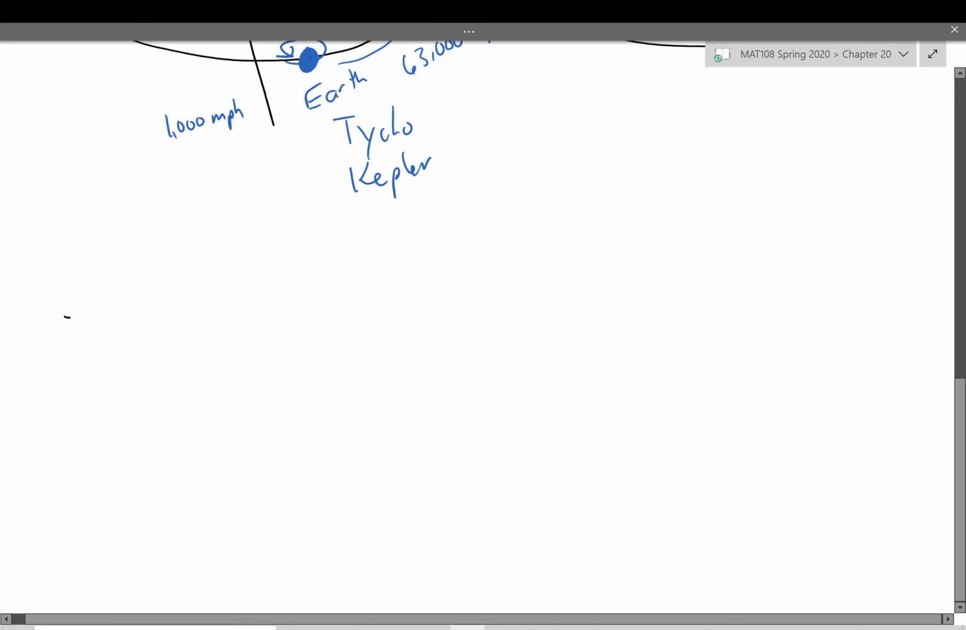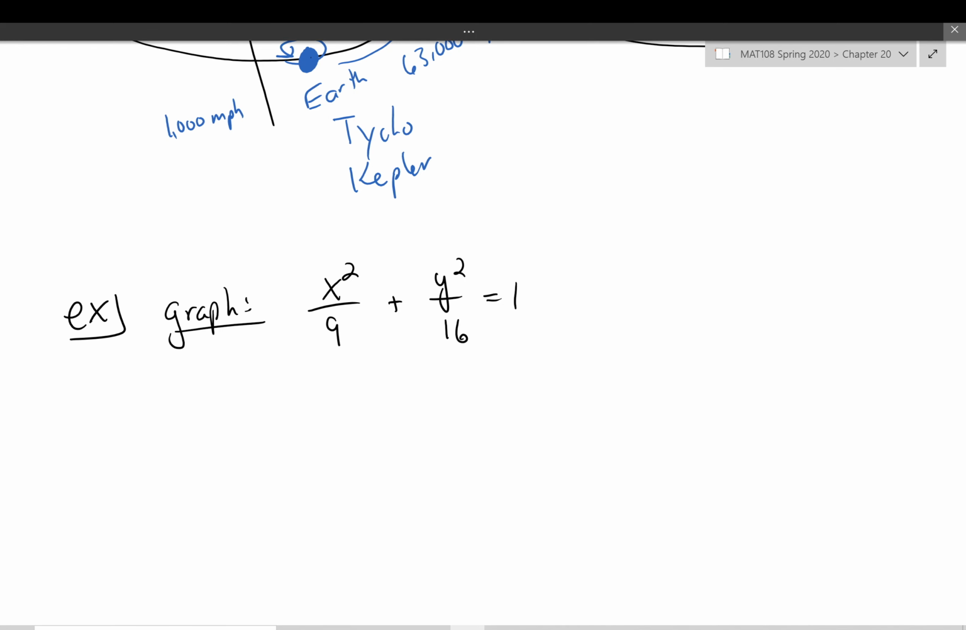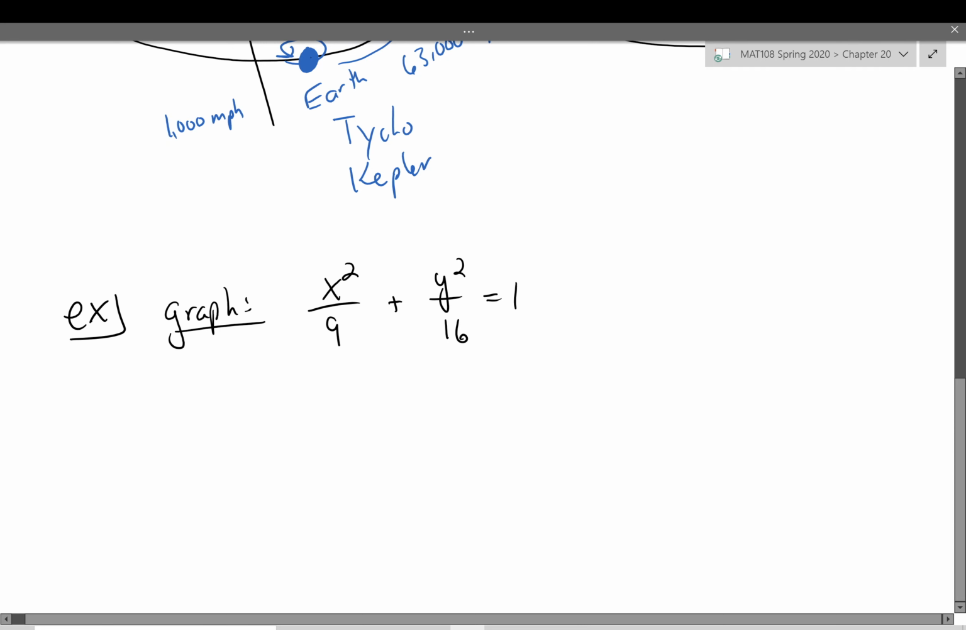So we're not gonna get too difficult with this, okay? What we're gonna do is just graph. That's it. So let's go ahead and graph x squared over 9 plus y squared over 16 equals 1. Just like in the previous section, section 1, let's write out the standard form. So this is going to be x minus 0 squared all over 3 squared plus y minus 0 squared all over 4 squared equals 1 squared.